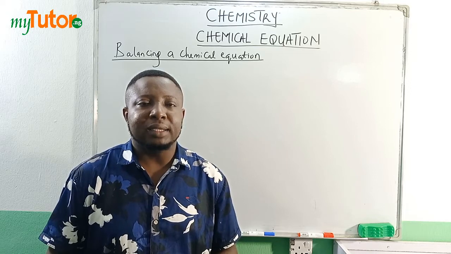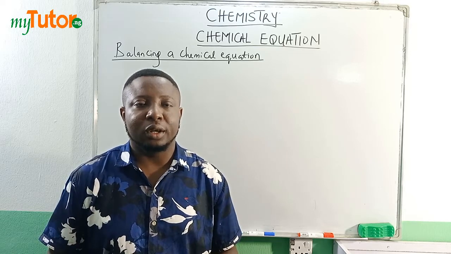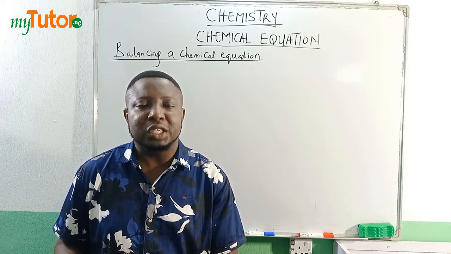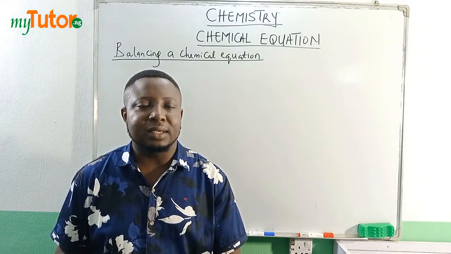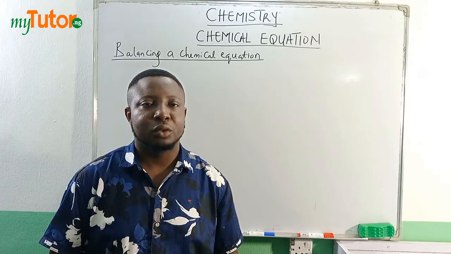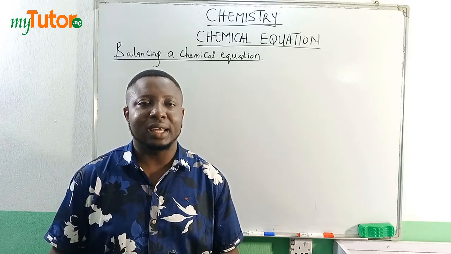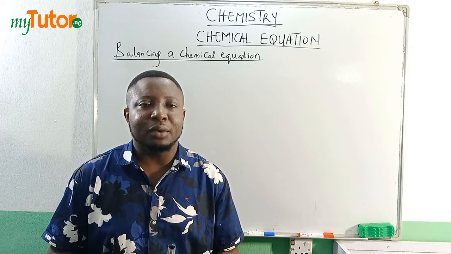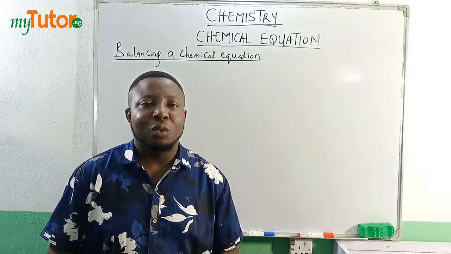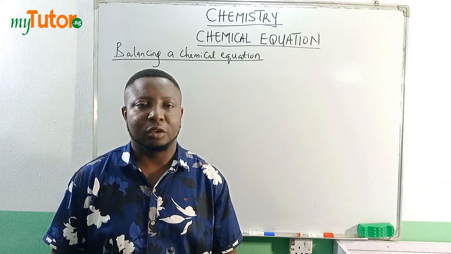So, if matter is neither created nor destroyed, then the number of atoms of each element must be balanced both on the reactant side and on the product side. So that is the reason why a chemical equation must be balanced, so that the chemical reaction will comply with the law of conservation of matter.